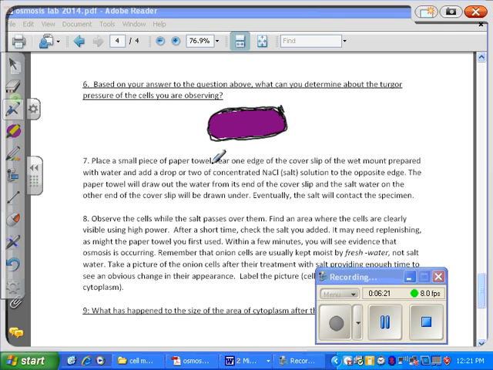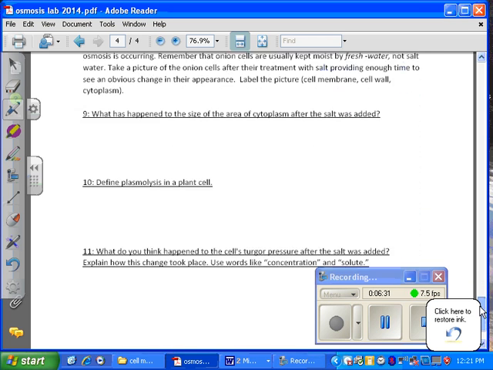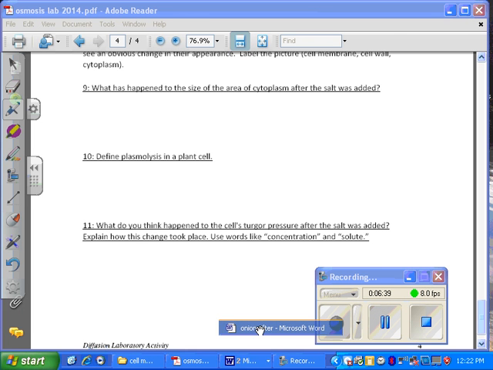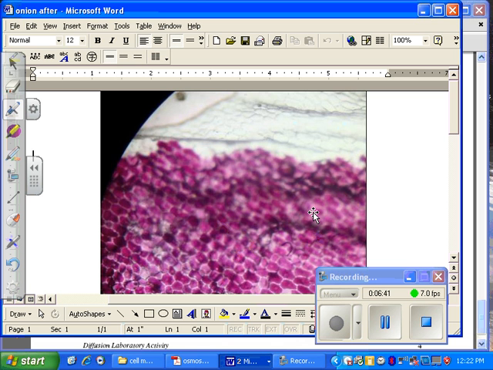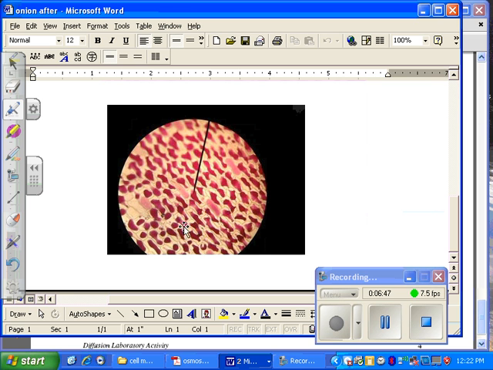Okay, so what we're going to do next is put salt in. And so you're going to see a video of how we put the salt in. Okay, and then let's look at a picture of this. So you should have seen what happened. You should have seen something like this.